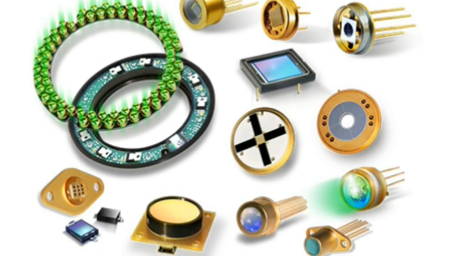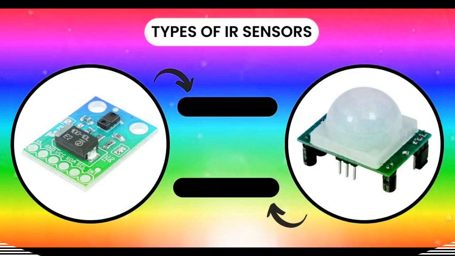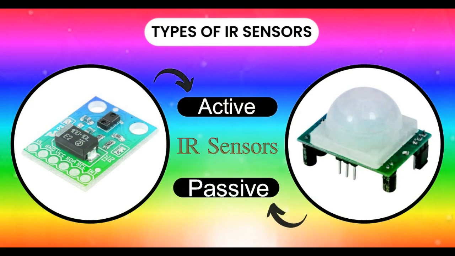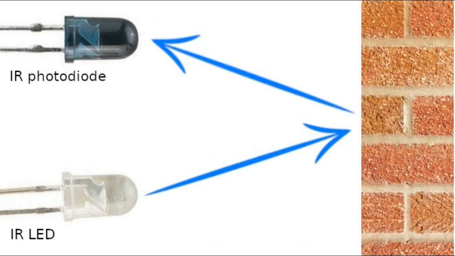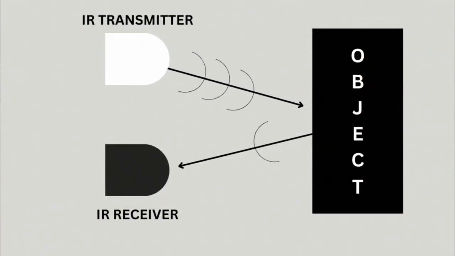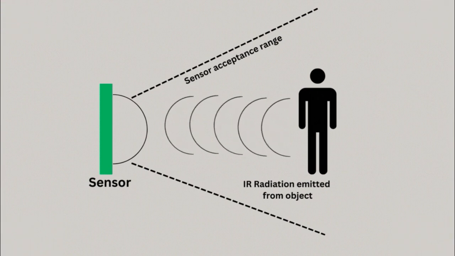However, not all IR sensors are created equal. There are two main types, active and passive IR sensors. Active IR sensors are the more interactive ones. They emit infrared light and detect its reflection, making them perfect for applications requiring direct measurement. On the other hand, passive IR sensors are often used in security systems. They work by detecting the infrared radiation emitted by warm objects like human bodies.